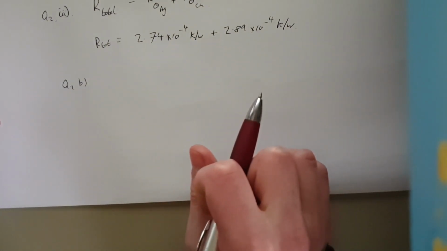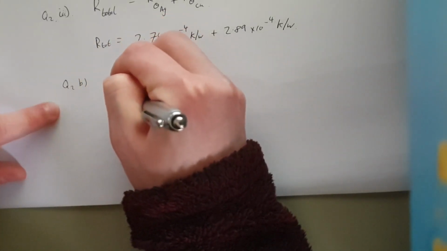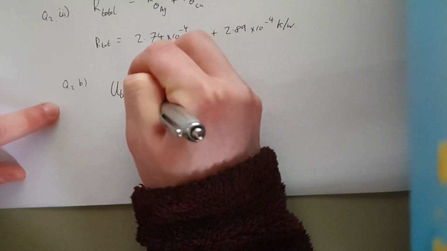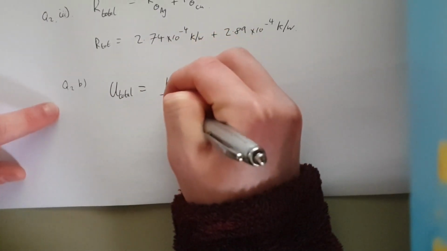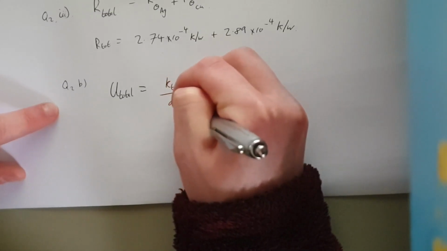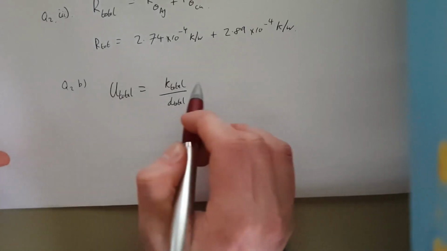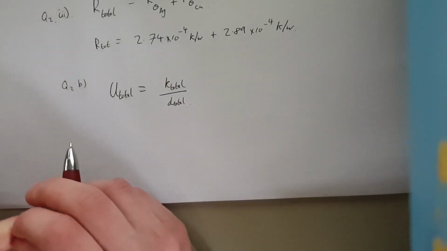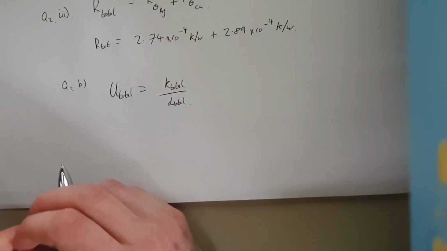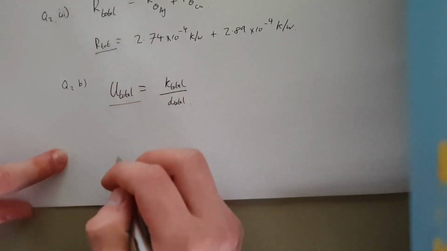So we can think of this as U total is equal to K total over D total, which is your thickness, and K is your K total. But this is also equal, well, what do we know? We know R total, don't we? So how do we get from R total to U total?